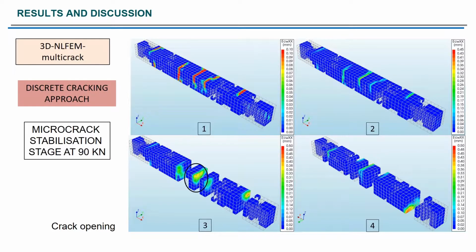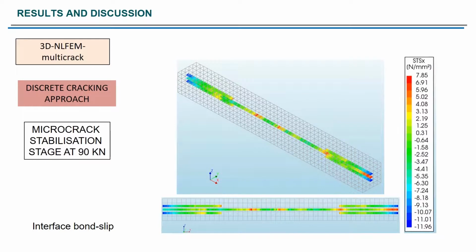Okay, now, as we included the bond-slip element, I'm showing here the interface bond-slip stresses, and there are peaks of these stresses, with both positive and negative values, which gives a good sense of what's happening inside the tie.